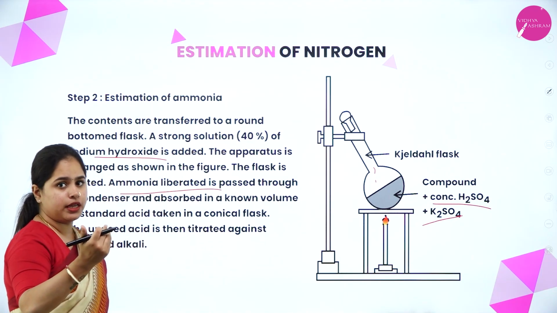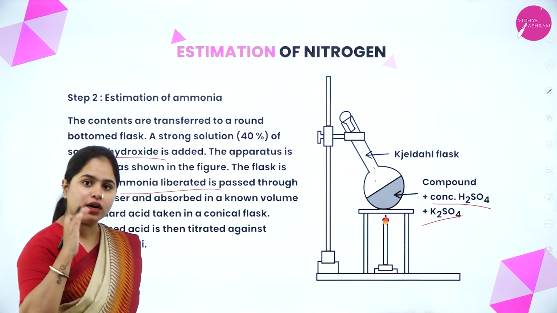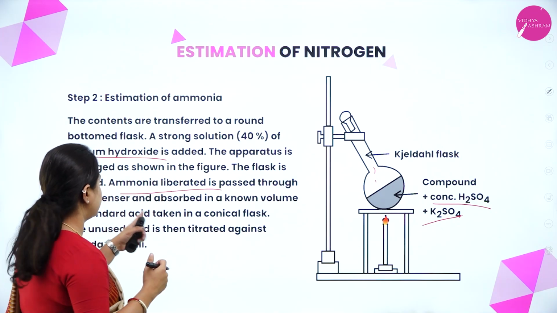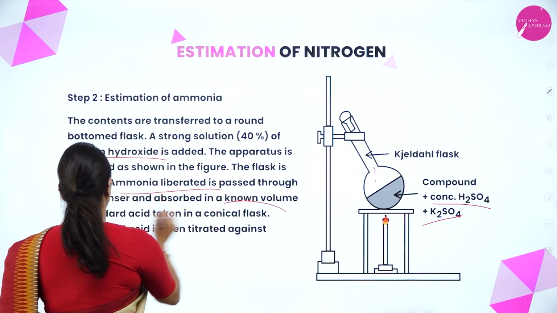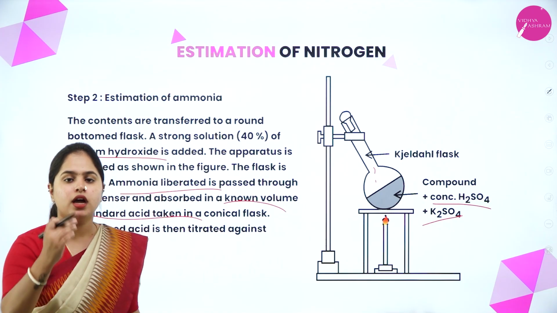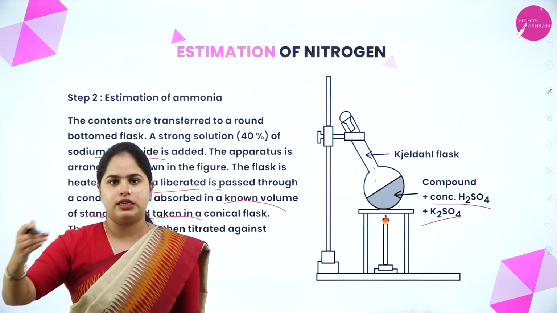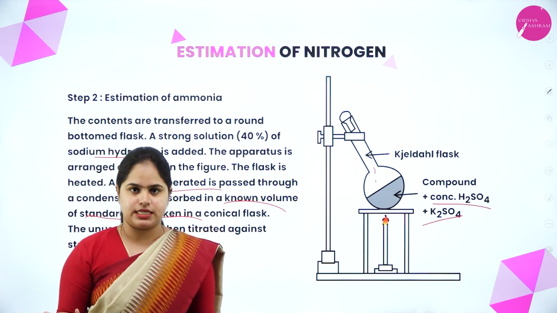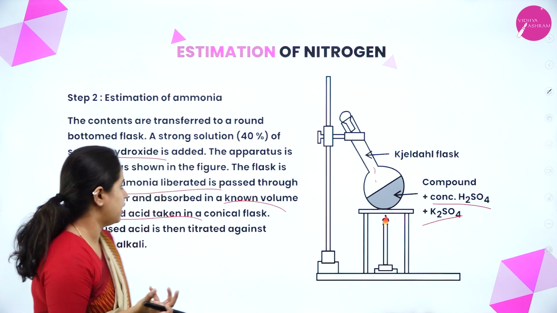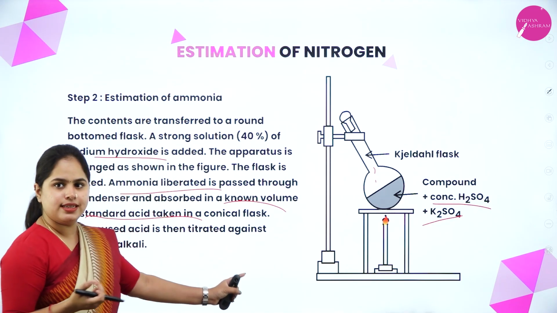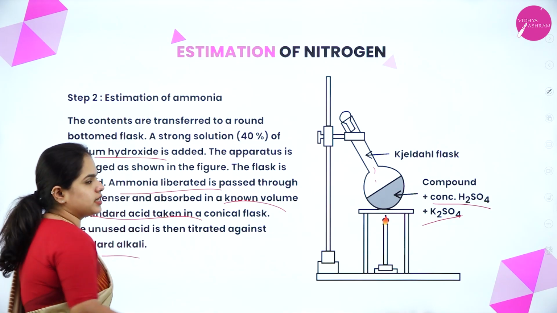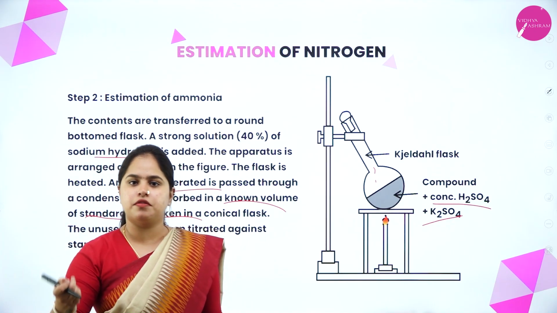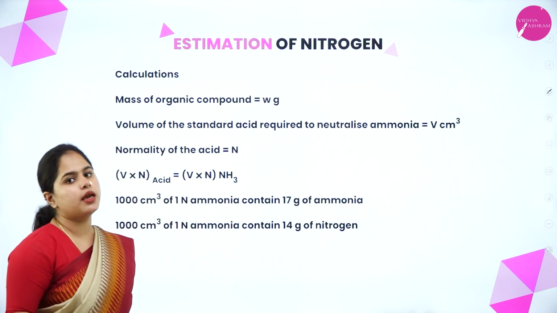Now the ammonia which is liberated is passed through a condenser and absorbed in a known volume of standard acid taken. Ammonia liberated will pass through a condenser and it will be collected in the standard acid, whose molarity is known, right? And the unused acid is then titrated against the standard alkali. Now the acid which is containing the ammonia will be titrated with an alkali. Clear? So this is the procedure.